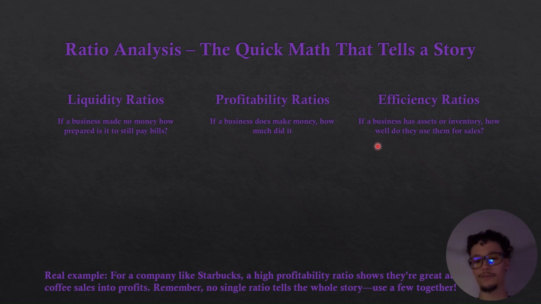Now you also have an efficiency ratio. An efficiency ratio is, if a business has assets or inventory, how well do they use them for sales? How well does the company use its stuff, in other words? An example is inventory turnover. The equation for that is cost of goods sold divided by average inventory. If it's 5, that means the company sells out its stock 5 times a year.